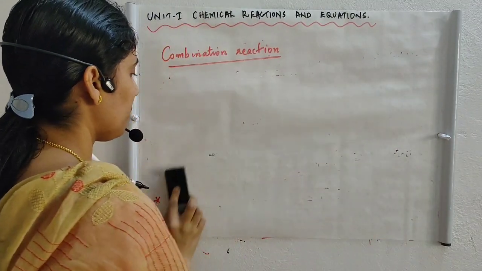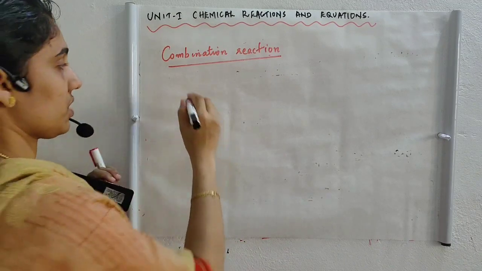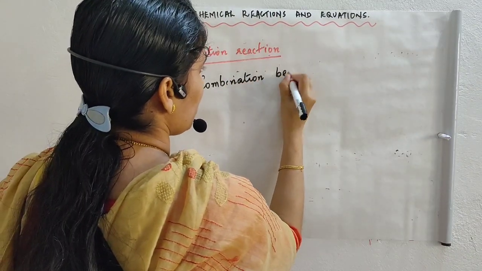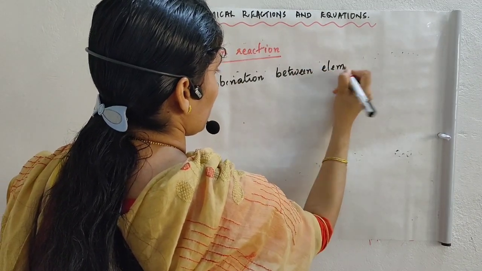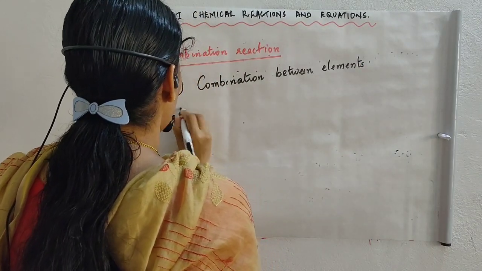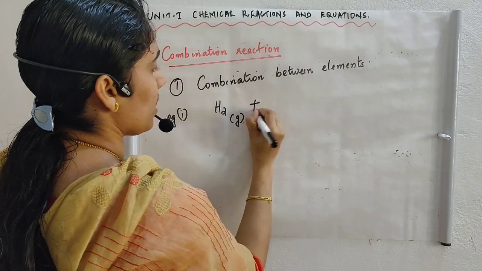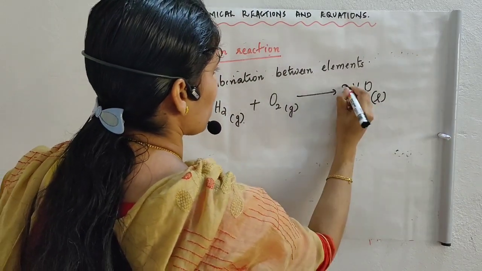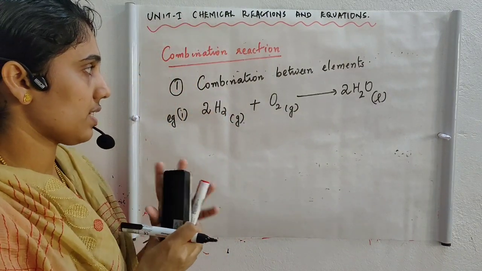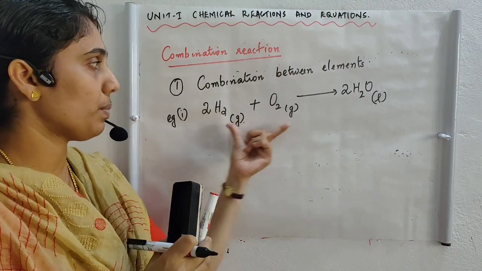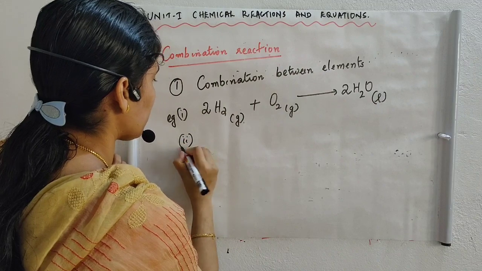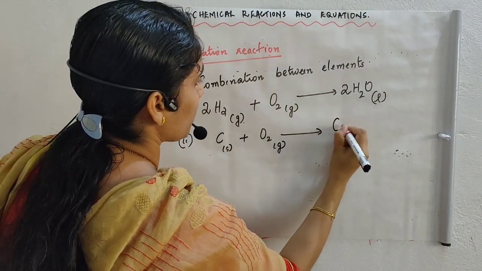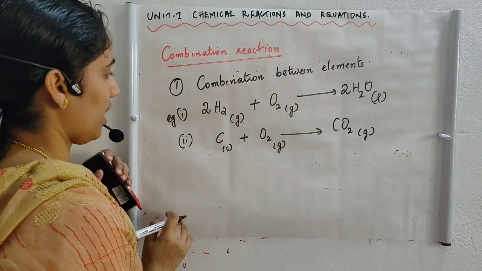First, combination between elements. Example 1: H2 is an element, H2 gas plus O2 gas forms H2O liquid. Write the balanced equation for the same. Hydrogen is an element, oxygen is an element, so this is combination between elements. Example 2: carbon solid plus oxygen gas forms carbon dioxide gas.